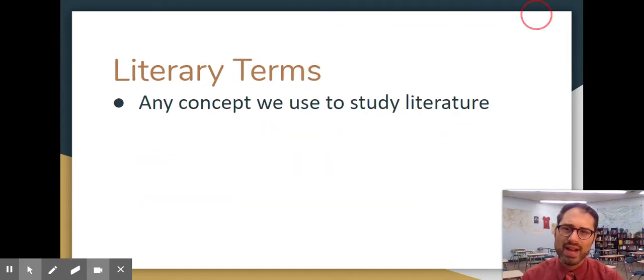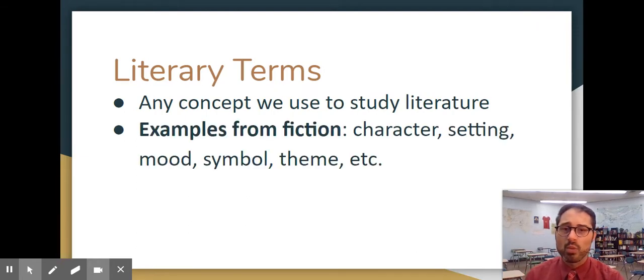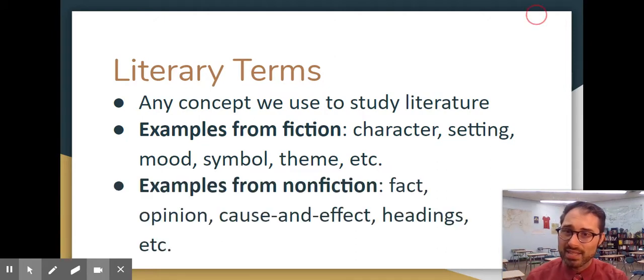So the words that we're defining are literary terms. These are anything we study in literature or in English class. For example, from fiction, we are studying characters, setting, mood, symbol, theme. If you see those words, you are underlining or highlighting them in the prompt. And they're also the words that we're going to define in this next step.